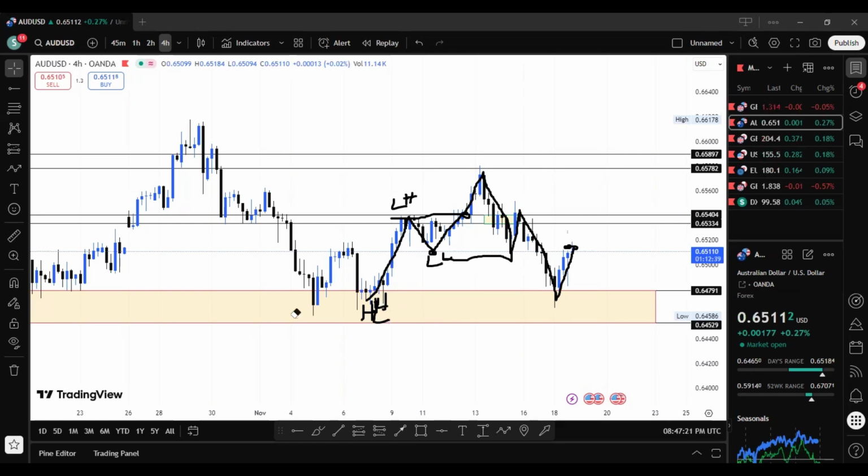All right, let me just take the eraser to clear this particular part. All right, let me just take it off. This is a higher low. All right, then this particular point is what? A higher high. All right, so that, and this will be a higher low.